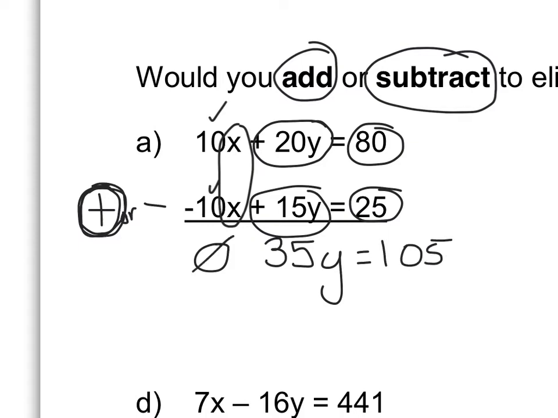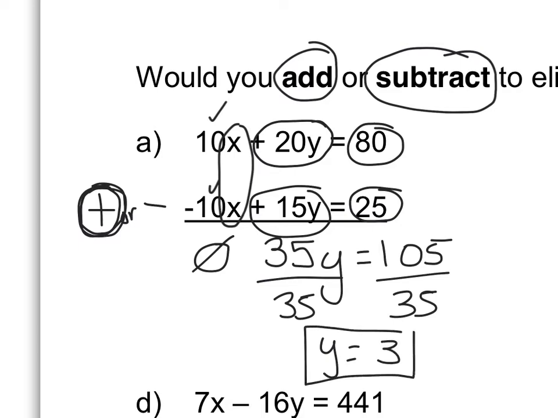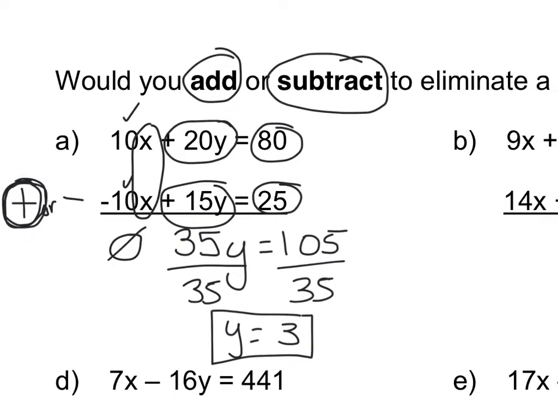And then if I needed to solve for that variable, y, the next step that I could do is to divide by the coefficient in front of that variable. So 105 divided by 35 ends up at 3. This is essentially what we're going to be doing to perform our method of elimination. Let's see another example.